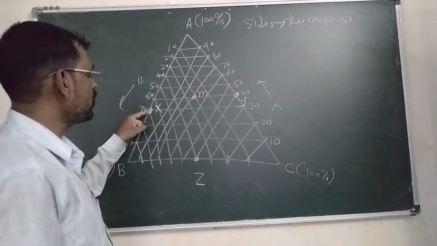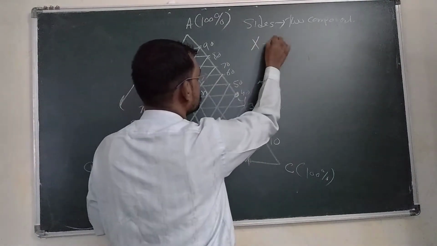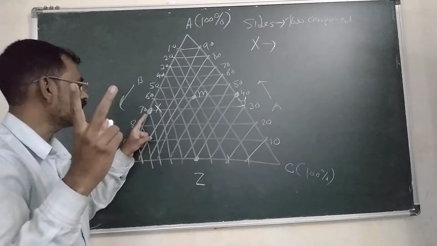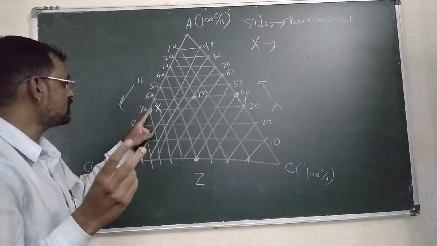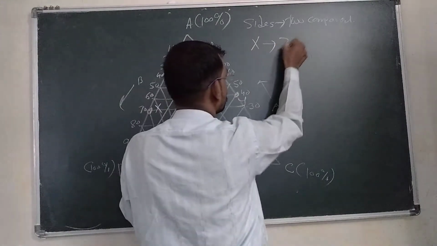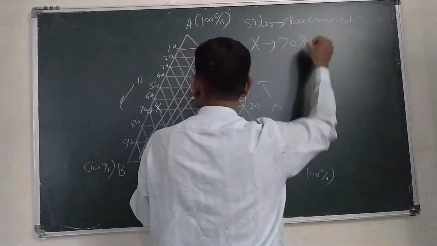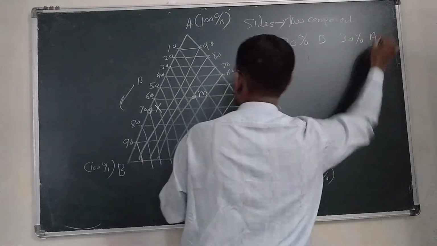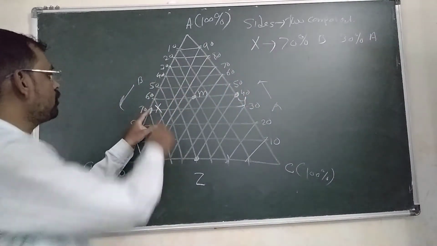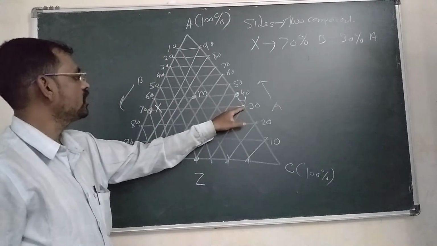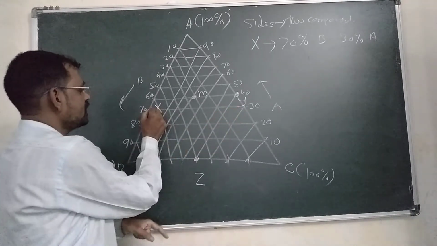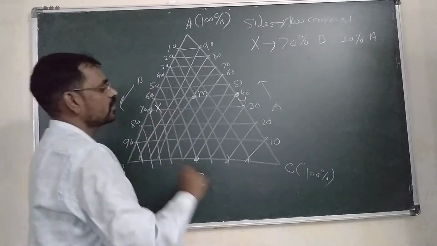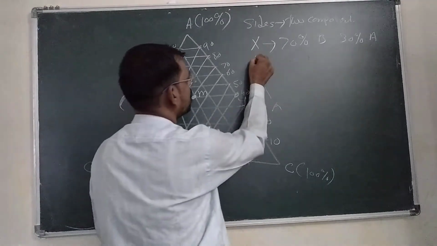Now suppose we take the point X. What is the composition? Since X is lying on the line, it represents the composition of two components. X is 70% of B and 30% of A, because this line is joining A and B, and represents the composition of A and B.